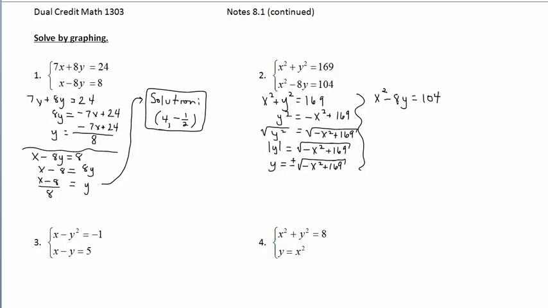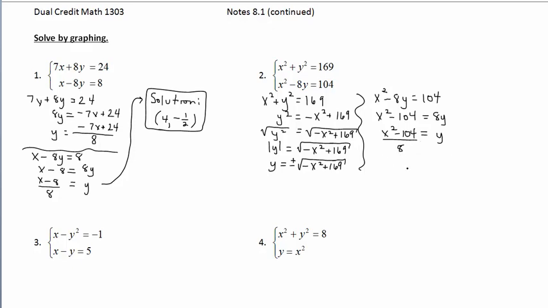The y term is currently negative, so I'm going to add it to the right side, and then I'm going to subtract 104 to the left side. Divide both sides by 8. So in y3, you'll enter this fraction.